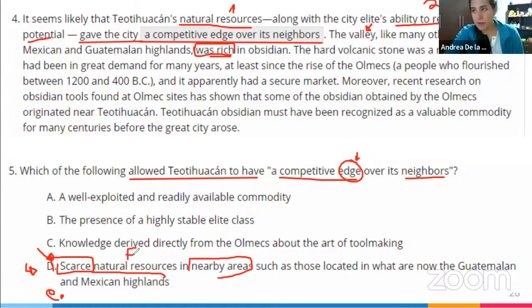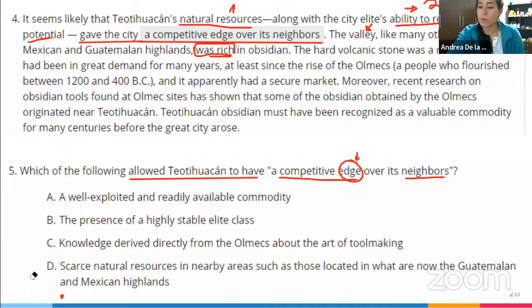And aside from that, it also is missing this part here, the ability to recognize their potential. So for a moment, we're going to eliminate that option, but we can come back to it later, right? But let's analyze the other options too.